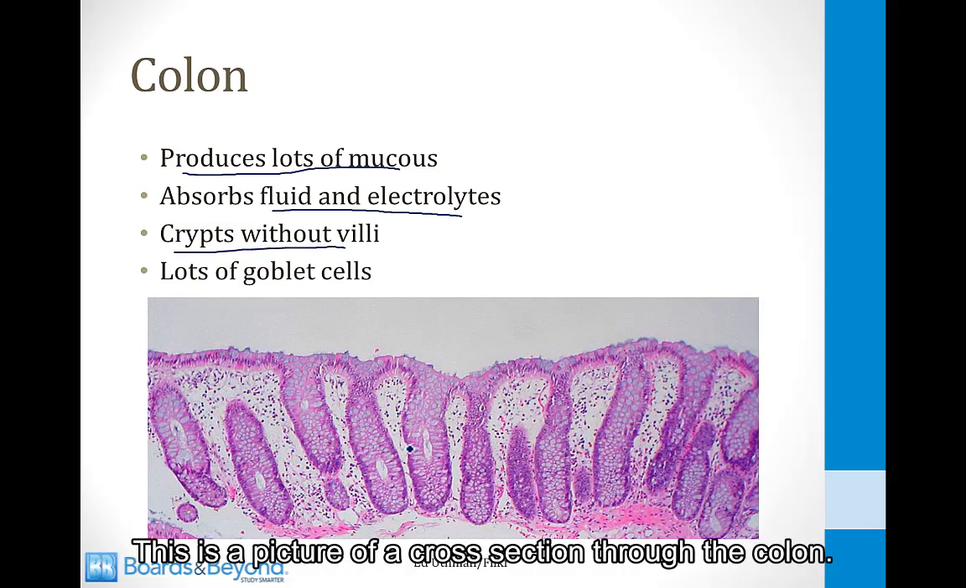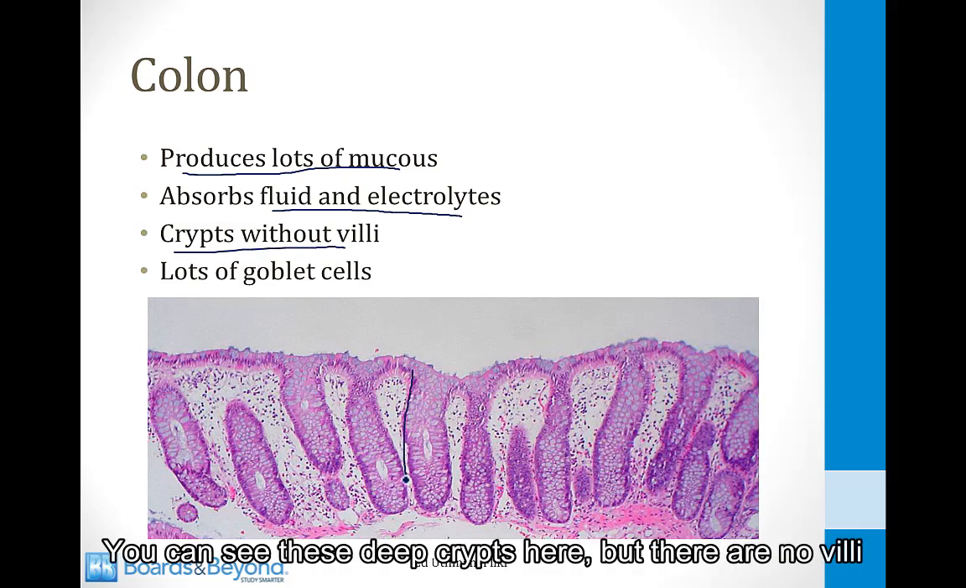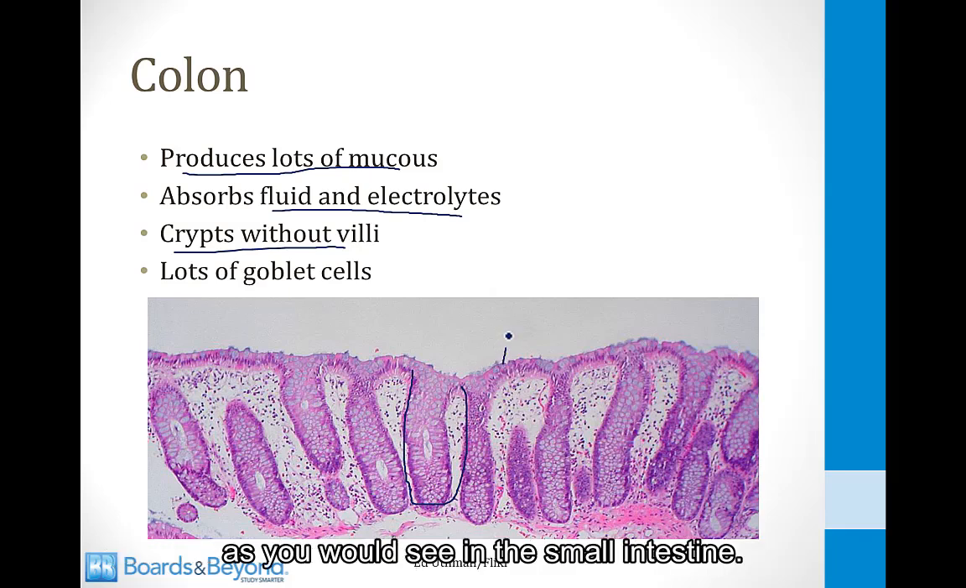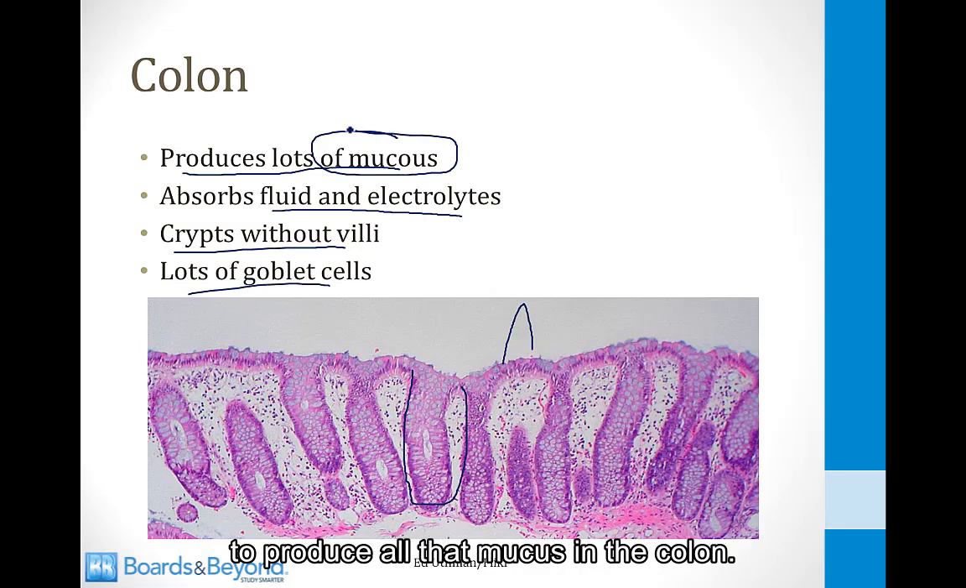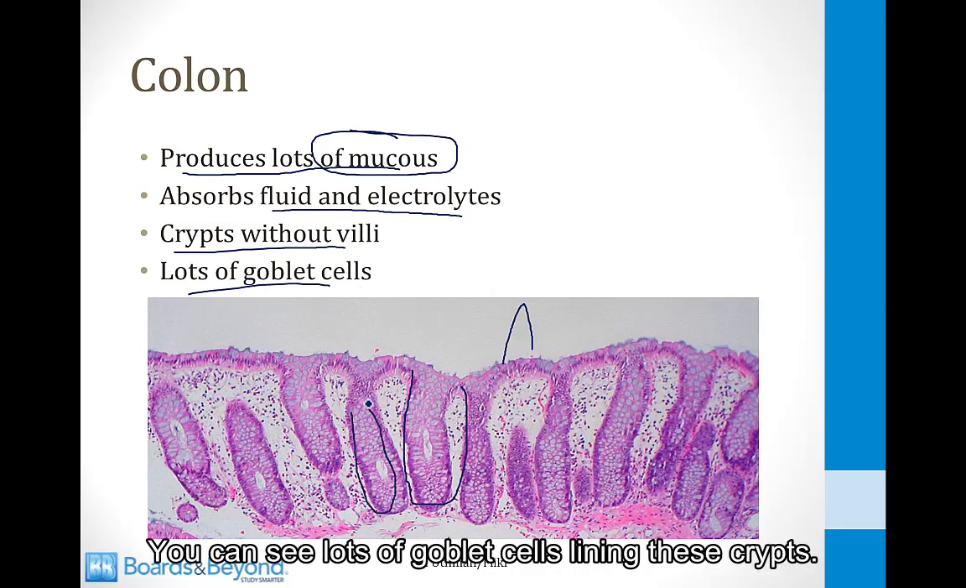This is a picture of a cross-section through the colon. You can see these deep crypts here, but there are no villi as you would see in the small intestine. There are lots of goblet cells present to produce all that mucus in the colon. You can see lots of goblet cells lining these crypts.